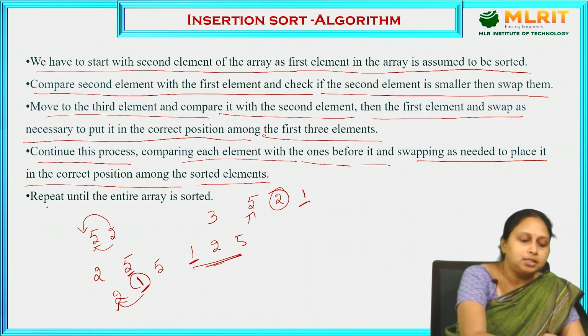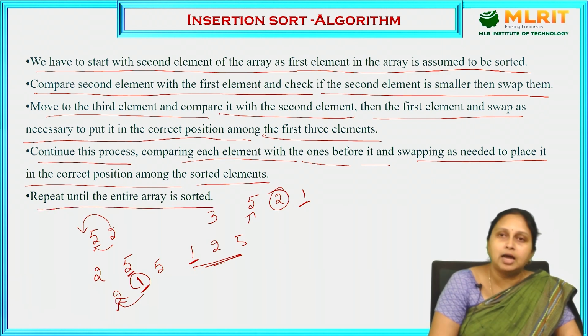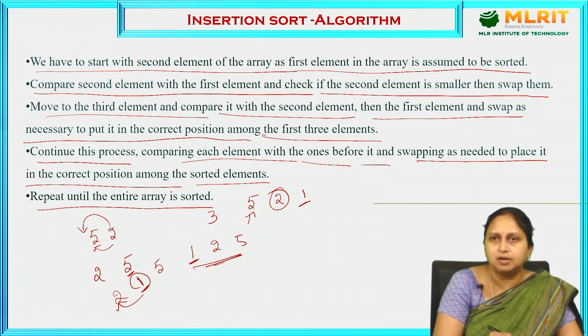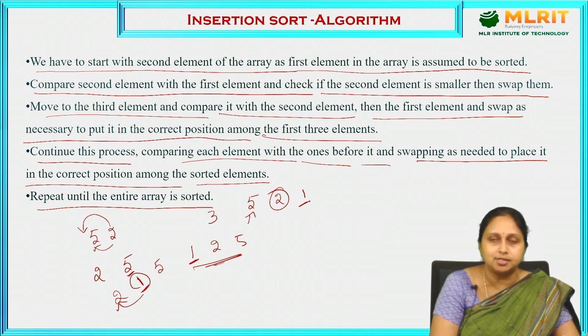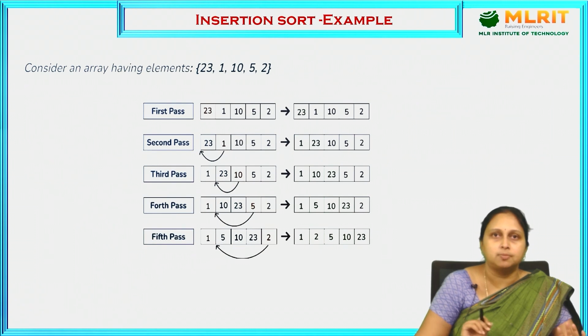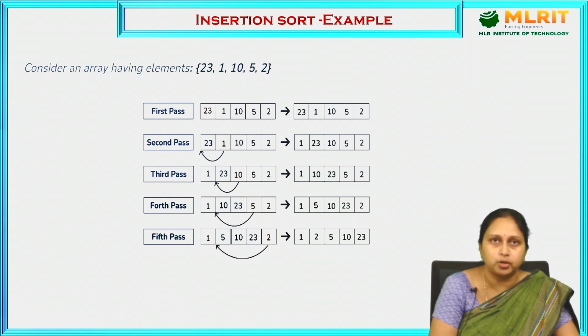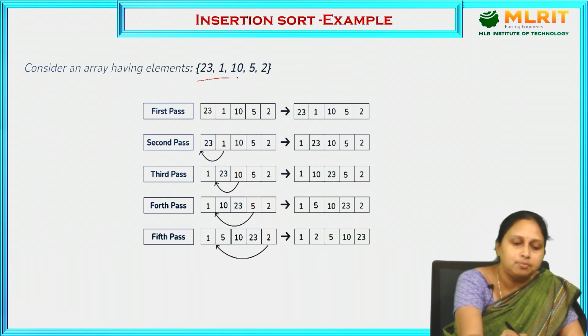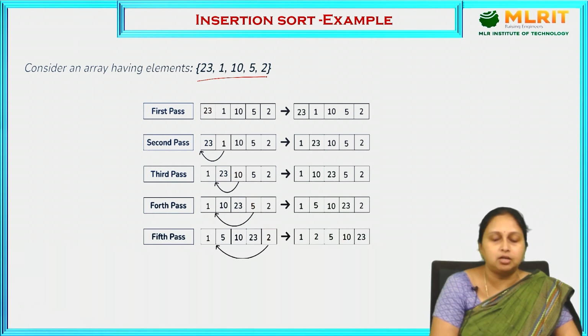Repeat until the entire set of elements is sorted. I have taken 3 elements to help you understand better. In the same way, if you are given some elements, until all the elements are in sorted order, we need to repeat this process. Like this, this procedure is going to work for insertion sort. Now take the example and see how insertion sort is going to work. These are the 5 elements. For easy understanding, I am taking 5 elements.